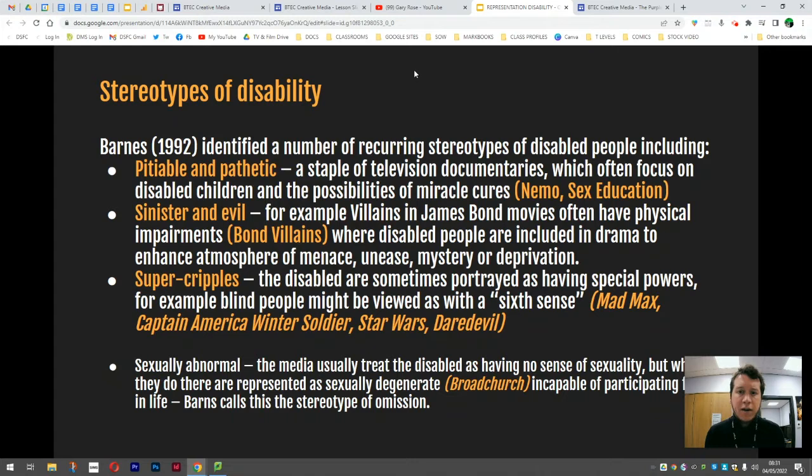After the discussion, we identified that there are some overlaps and some commonalities with respect to the representation of disability in the media landscape. Barnes referred to this as a character who may well be pitiable and pathetic, a character who has some sort of perhaps physical disability and is therefore seen as damaged or broken, for other characters to feel sorry for.